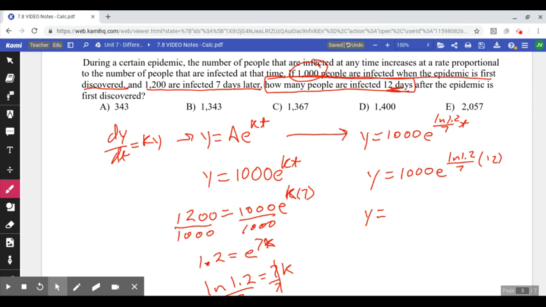All we're going to do is type this in our calculator. So I'm going to type in 1,000 times e raised to the natural log of 1.2. Make sure to close the parentheses around the 1.2 here. Divide that by 7, and then multiply by 12. And we wind up with about 1367. So we can write about 1367, which is choice C.